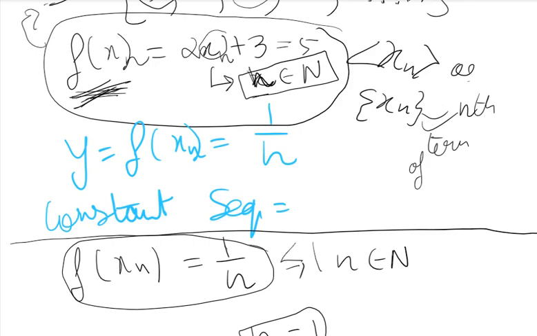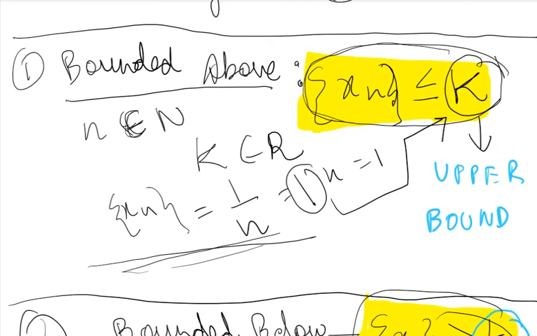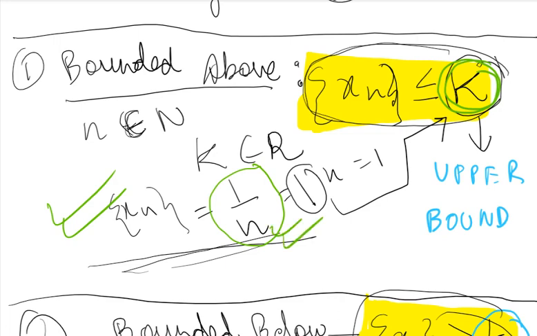Then we moved on to bounded sequence, and we understood how a sequence can be bounded. Bounded above means the sequence is less than or equal to some value k. I showed you an example of how it can be bounded above, and how it cannot go more than that bound. In this sequence the upper bound is 1, because no matter what natural number you put for n, you will always get less than 1. So it has an upper bound, so it is bounded above.